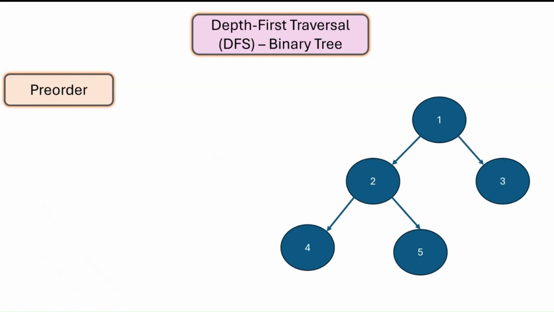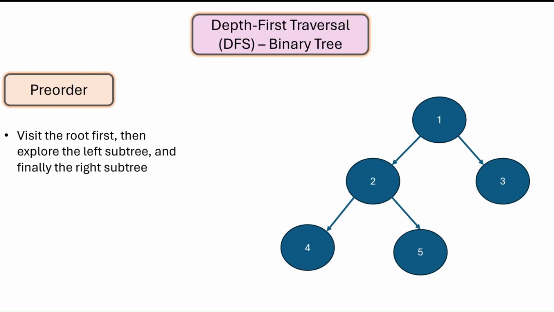Let's understand the subtype of DFS for binary tree, which is pre-order traversal. Pre-order traversal means that we visit the root first and then explore the left subtree and then finally the right subtree. We follow this order for each node in a tree.